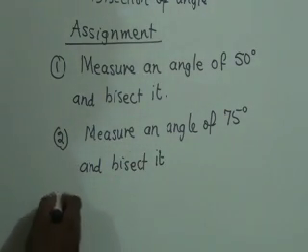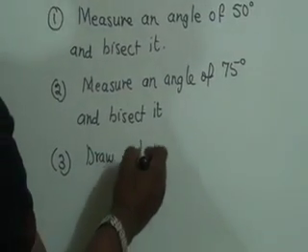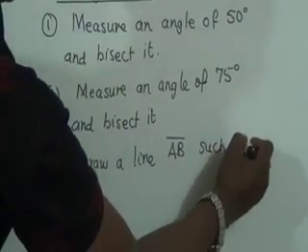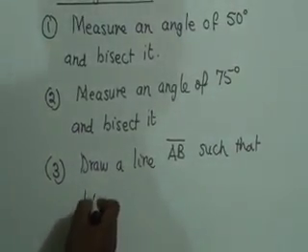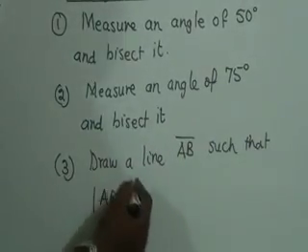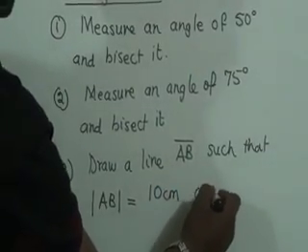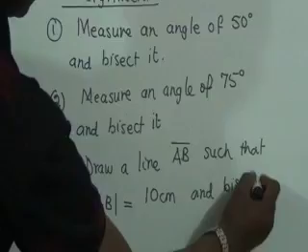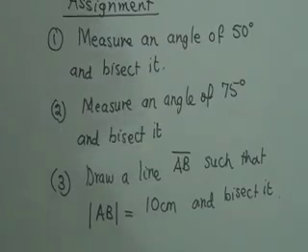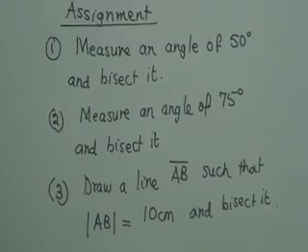Then 3, I want you to draw a line AB such that AB, that is a dimension, you can see the difference. This is line segment, this is the dimension of the line. AB as 10 centimeters, and bisect it. When you bisect that, definitely you know you are going to get 5 centimeters on one side and 5 centimeters on the other side.